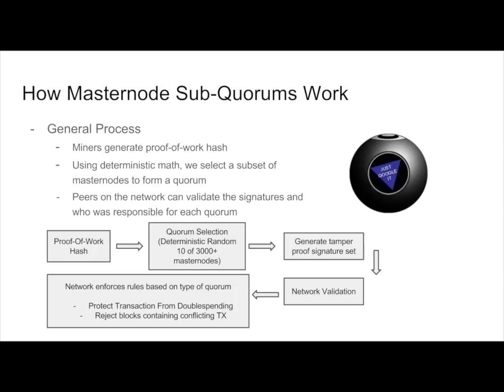And masternodes have a number which is the 1000 dash input that created them originally. And so by taking the distance between the two numbers, we can order them into a ranking. And then we can take the top 10 closest numbers to the proof of work hash.